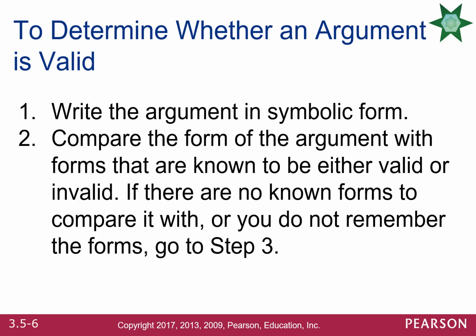And once we do that, step 2 is to compare the form of the argument with forms that are known to be either valid or invalid. If there are no known forms to compare it with, or you do not remember the forms, go to step 3. I've just read through it, but once we work through an example, it will make more sense. Let's go to step 3 at this point.